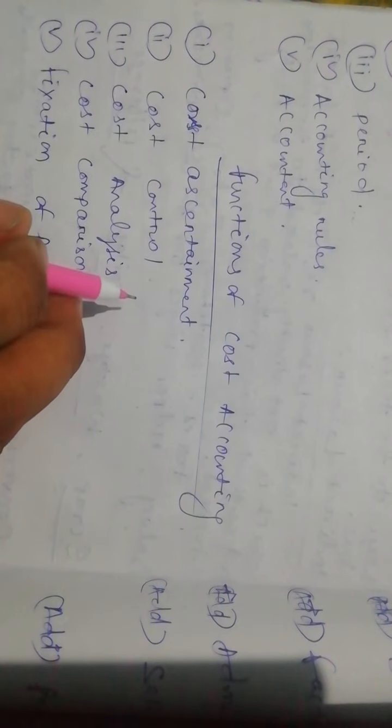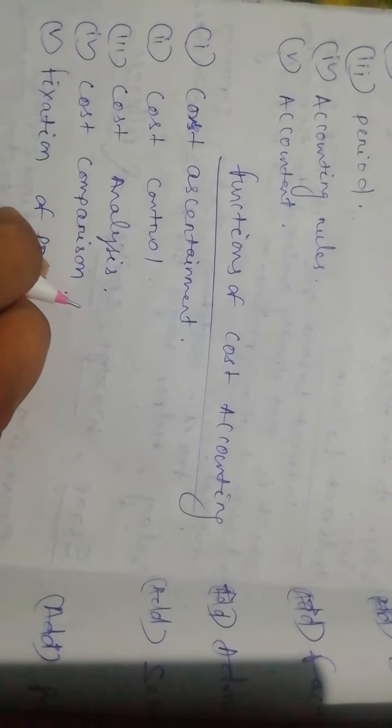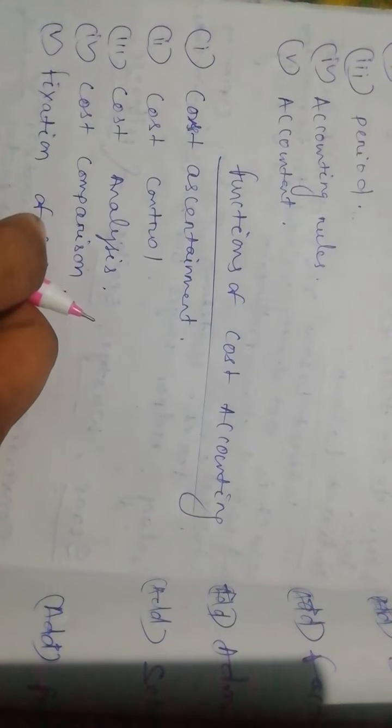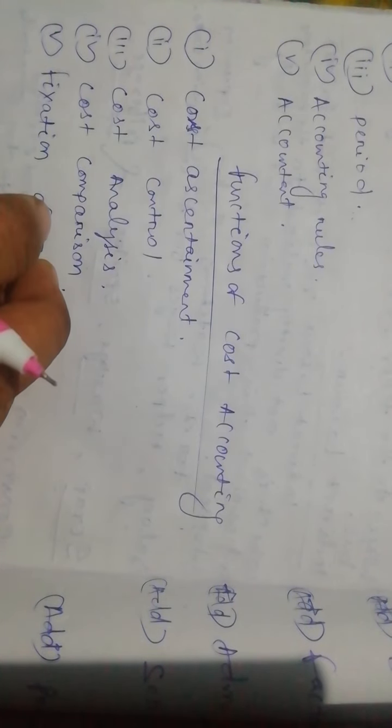Next point is cost control. Another function of cost accounting is to control the cost, so that unnecessary expenditure may be avoided and necessary expenditure may be done in a systematic way, so that the unit cost may be reduced to a great extent. Ultimately, profit will be higher. Ultimately, sales will be higher. Then that will impact the profit portion.